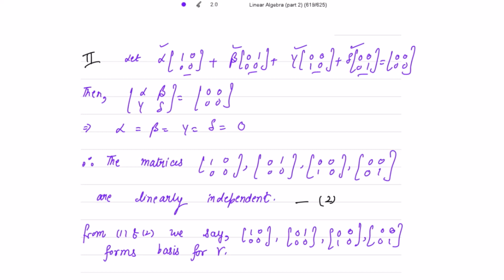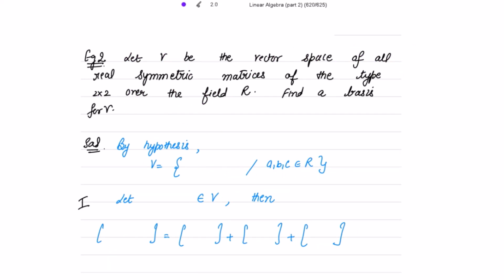So from 1 and 2 we say that because these matrices are a generating set, V is generated by these matrices. Also these are linearly independent. So from 1 and 2 we say that such matrices form the basis for V, right? Okay. Next, example 2.